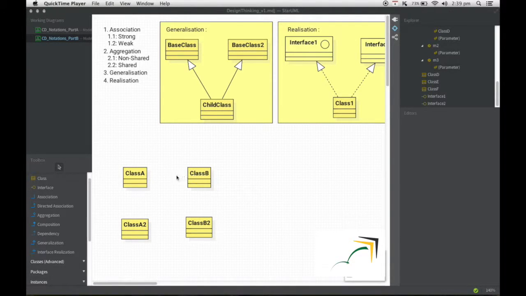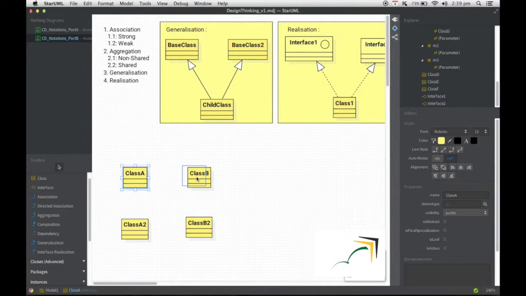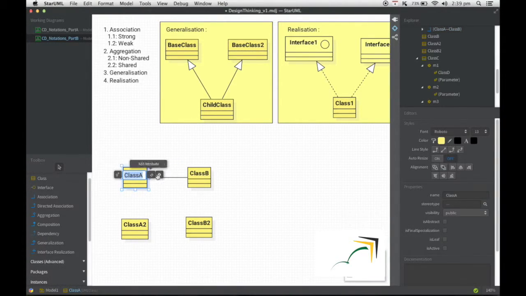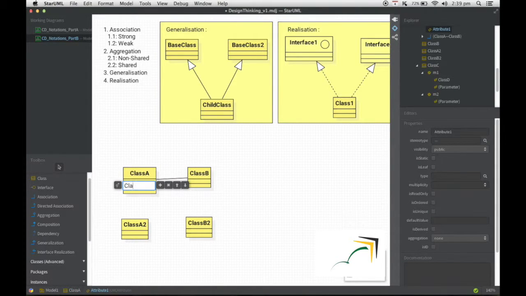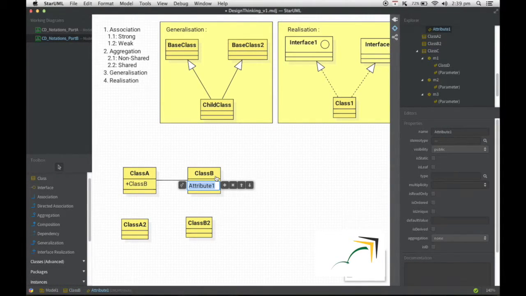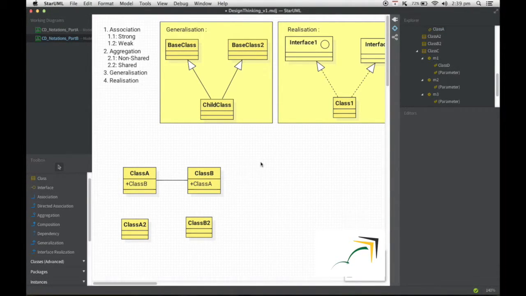I have class A and class B here, and if I simply draw this association, if I can draw that right, I don't think it picked up correctly. Let me do that. Okay, that's better. What this actually means from a code level is that class A has a member of type class B, and in turn class B has a member of type class A. So this is what we call a bidirectional relationship. In the sense, we have two classes and each of them has a reference to the other.